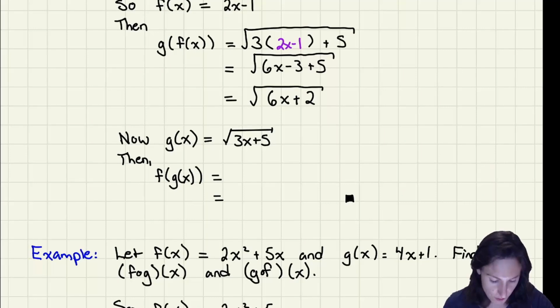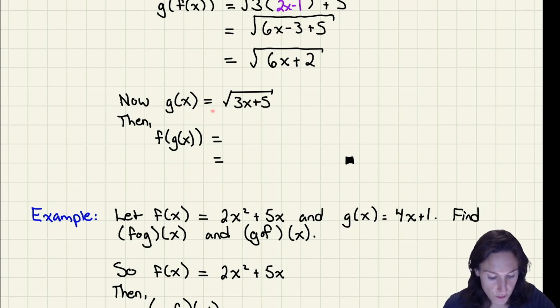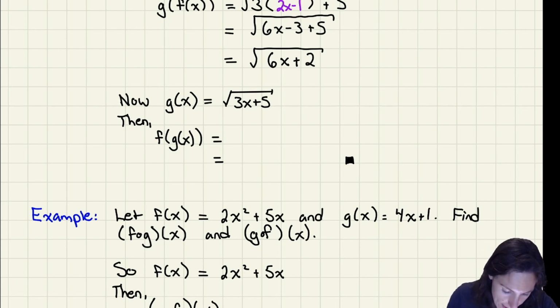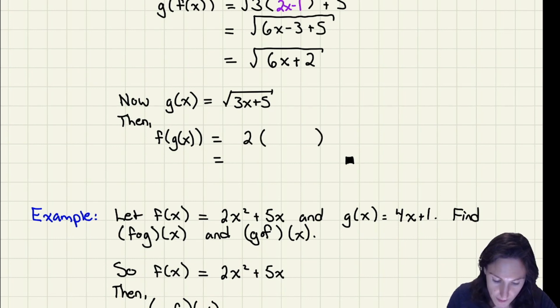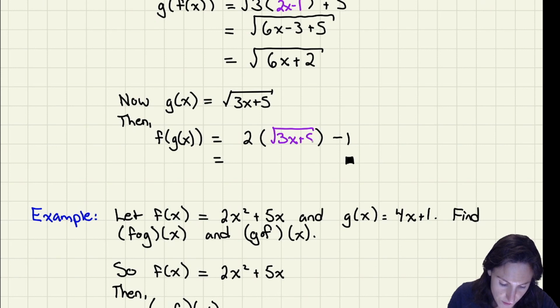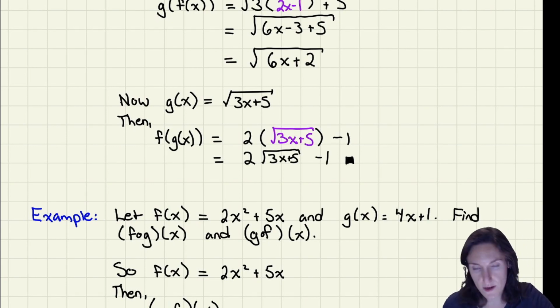Okay, now we're going to do it for f of g. So this is my g here, the square root of 3x plus 5. And now this is going to be my input for f. And what was f? Well, we're going to have 2 times whatever is going into the function, minus 1. What's going into the function? Well, that's the square root of 3x plus 5. And again, we can't really simplify this, so we can leave it as 2 square root of 3x plus 5 minus 1.